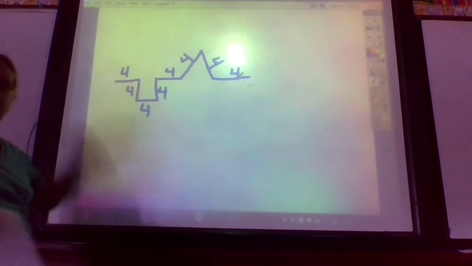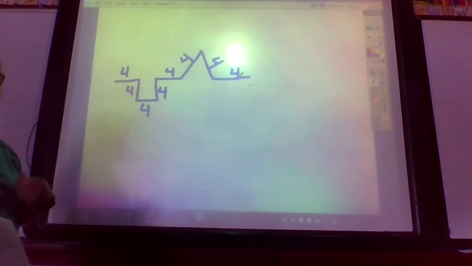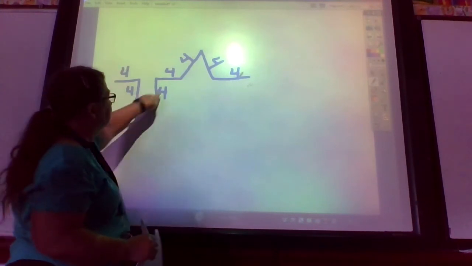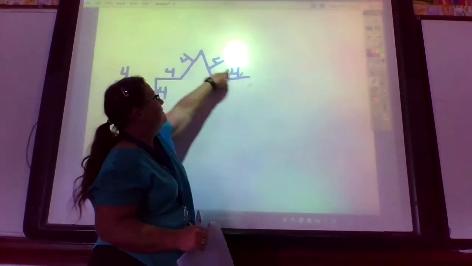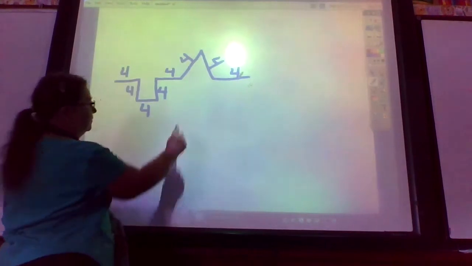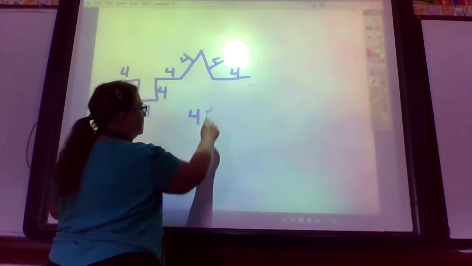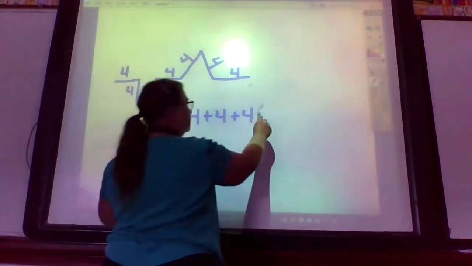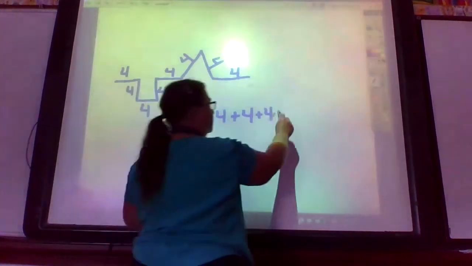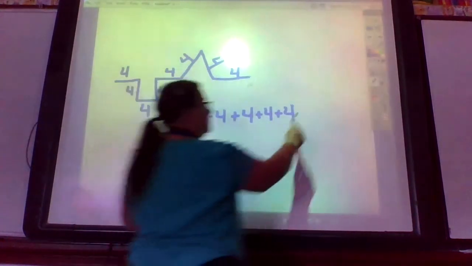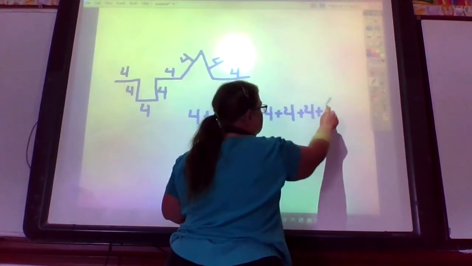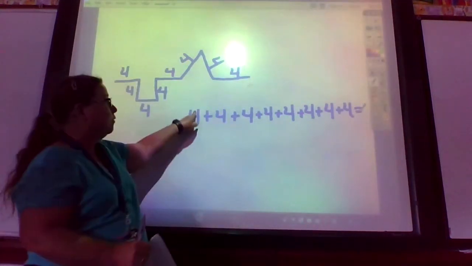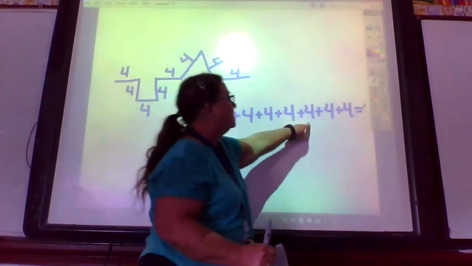Now they want to know, how long is that line? So we have to add all of our 4s together. So we have 1, 2, 3, 4, 5, 6, 7, 8. We have 8 4s to add together. So let's make our problem. 4 plus 4 plus 4, that's 3, but we want 8, plus 4, that's 4, that's 5, 6, 7, 8. I'm going to count my 4s to make sure I have 8 of them. 1, 2, 3, 4, 5, 6, 7, 8.